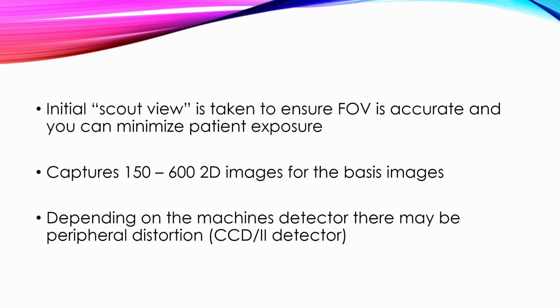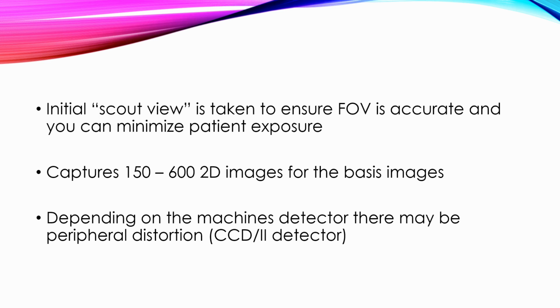As the scan begins, it takes what we call a scout view, which allows you to look at the field of view prior to exposure, just to make sure that you are getting the view or information that you want. This minimizes unnecessary retakes and radiation exposure to the patient. It then rotates 180 to 360 degrees around the head, producing the cone-shaped X-ray beam, which creates 150 to 600 2D images for the basis images, which will later be reconstructed with this high-tech piece of software. Depending on which machine, there might be some peripheral distortion.